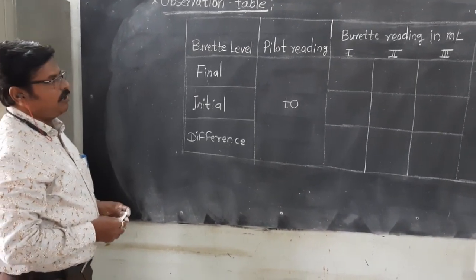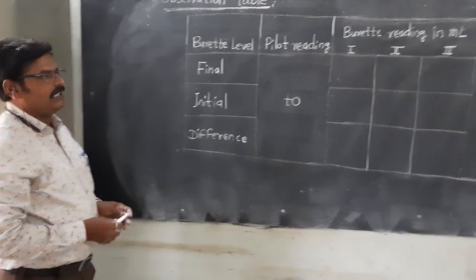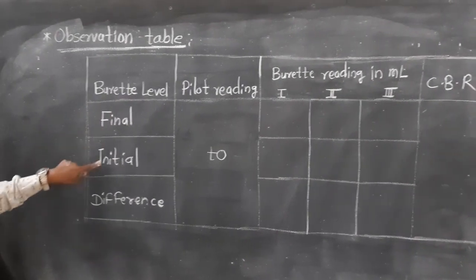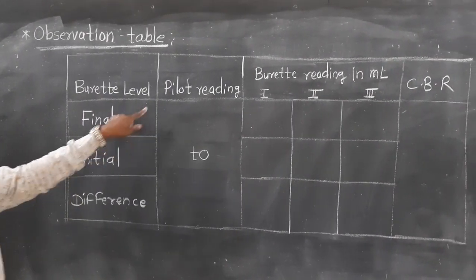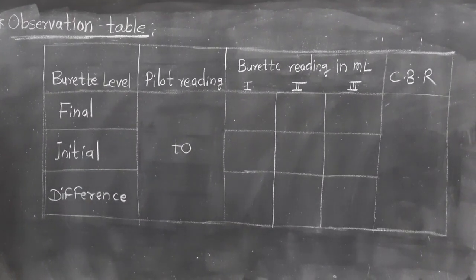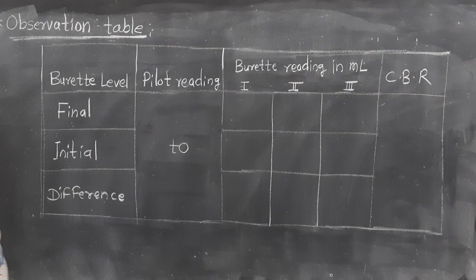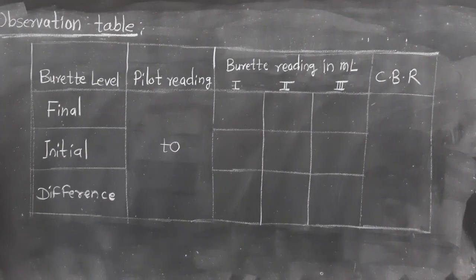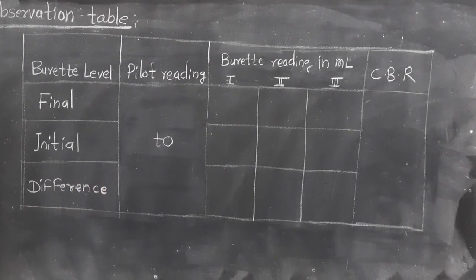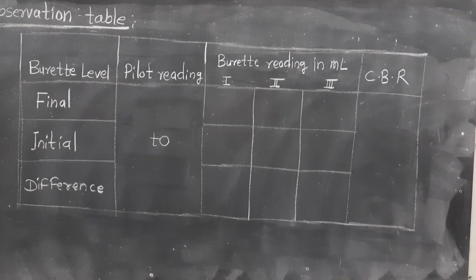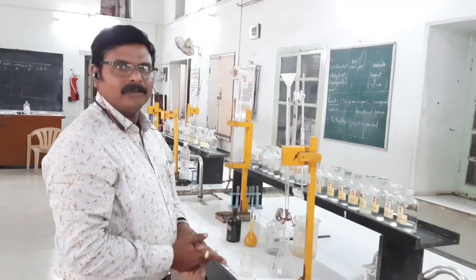This is the observation table used for volumetric analysis. Burette levels: final, initial, difference. Pilot reading, which is written in the range. Then burette readings in ml, which are called fine readings, and the last column is CBR. CBR means constant burette reading.